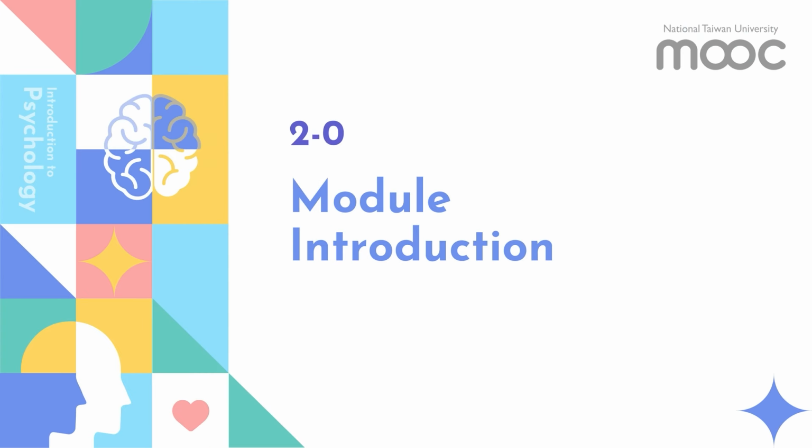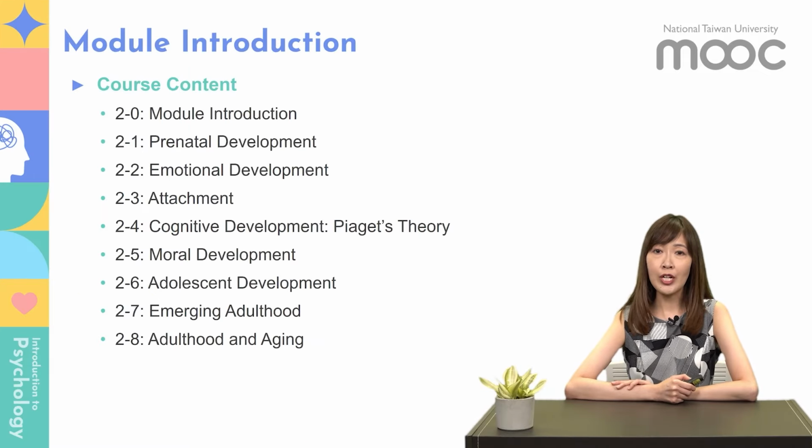Now I'm going to give you an introduction to the module. In this chapter, we're going to look at several things. First, we are going to talk about prenatal development, which is the time before babies are born. Then we will look at emotional development. How do babies develop their emotions, and how do they regulate their emotions? After that, we will look at attachment, which is the emotional bond between caregivers and the babies.